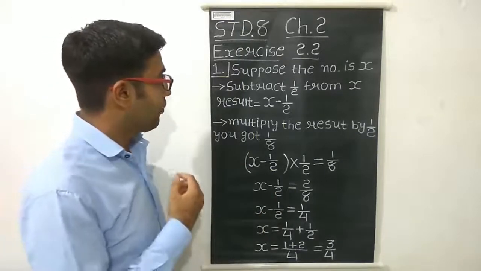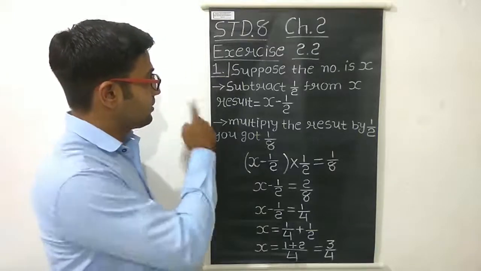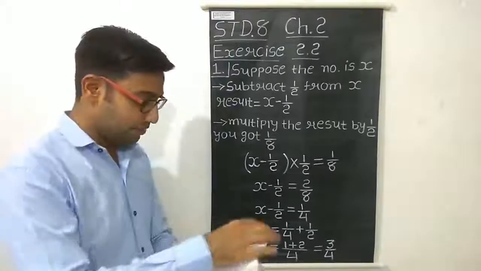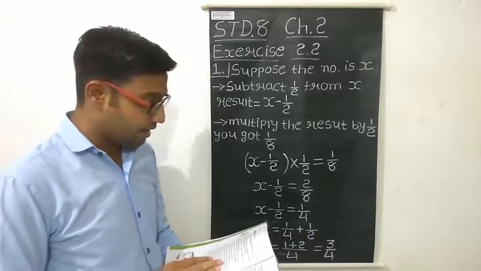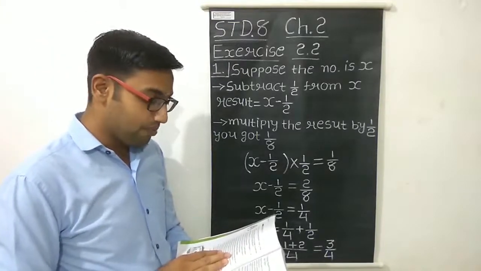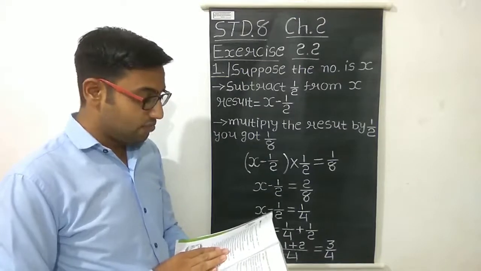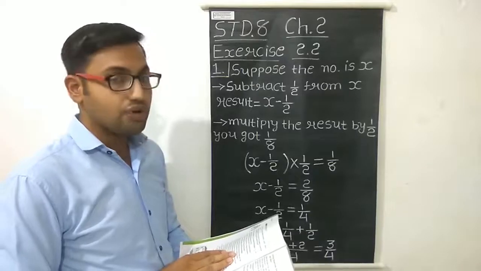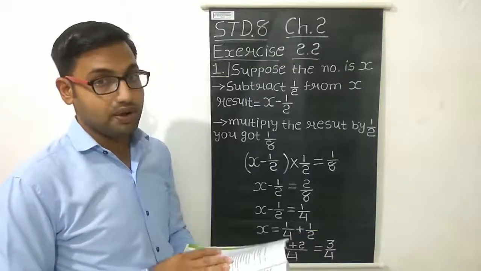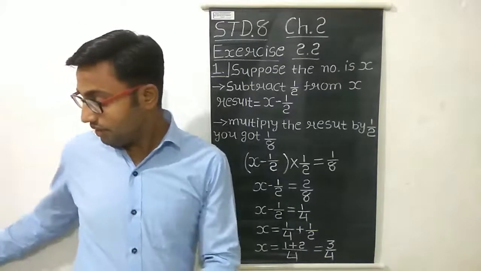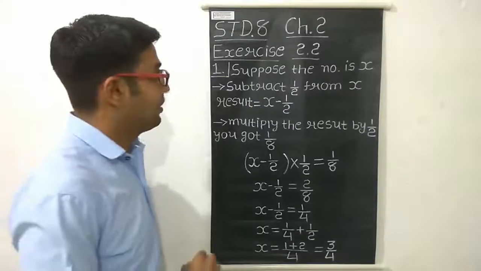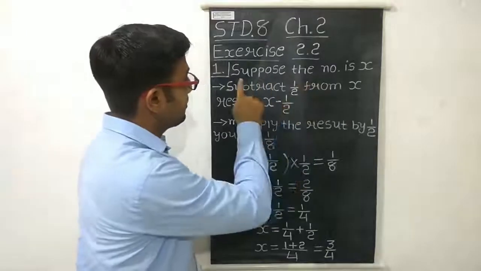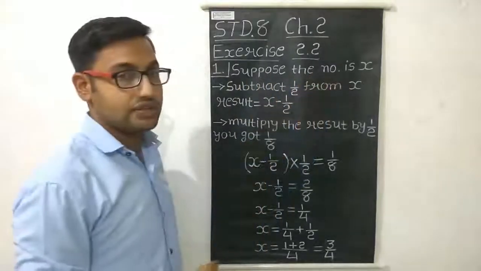So the first word problem is this. What is the question? The question is, if you subtract 1 by 2 from a number and multiply the result by 1 by 2, you get 1 upon 8. What is the number? So here we don't know the number. So let's suppose the number we want to find out is x. Suppose the number is x.